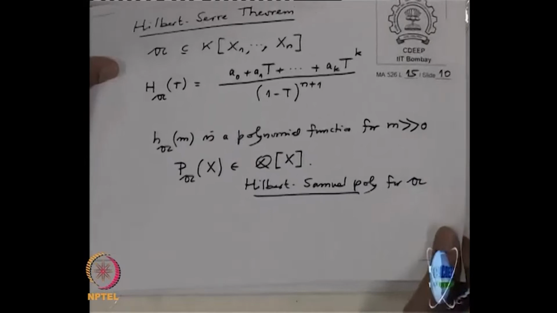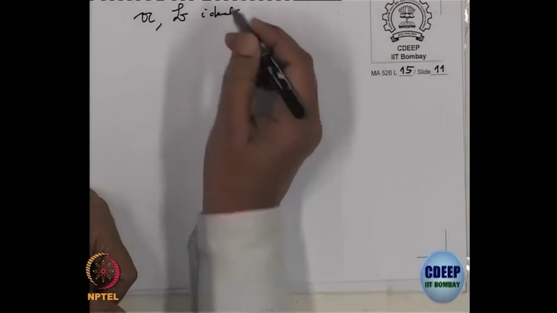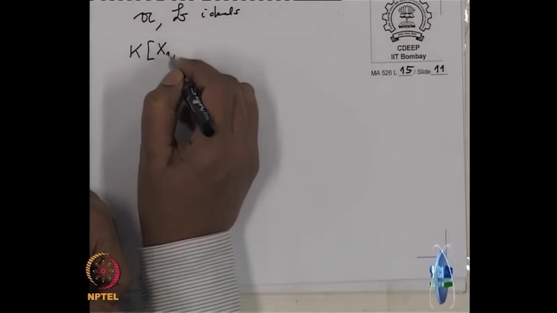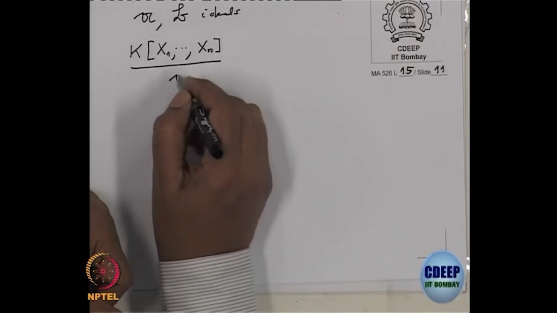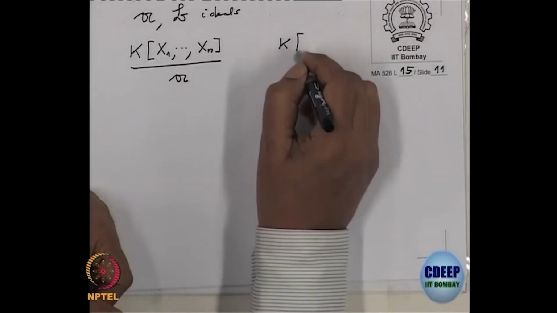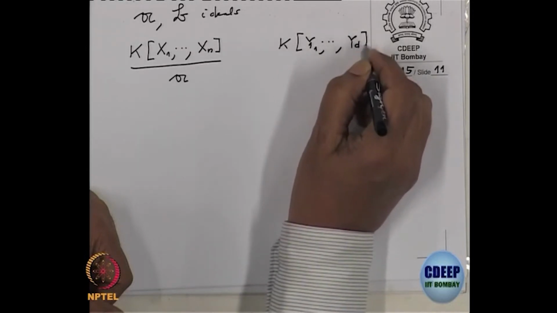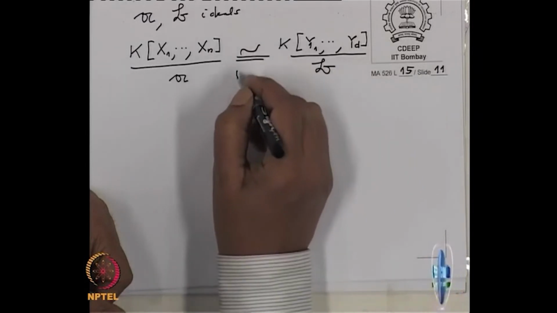Now the most important fact. This is only observation. So I had recalled all these things. So suppose now I have two ideals A and B such that these two algebras are isomorphic, k[x1, x2, ..., xn] mod A and k[y1, y2, ..., yd] mod B. Suppose these are isomorphic as k algebras.